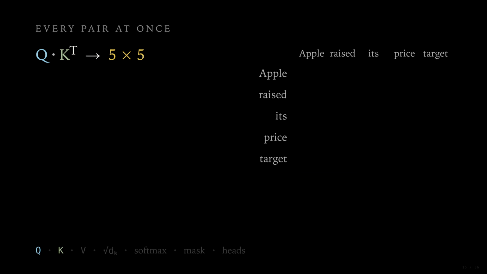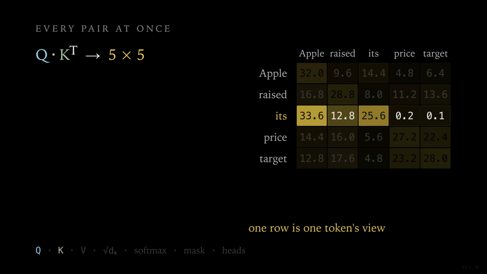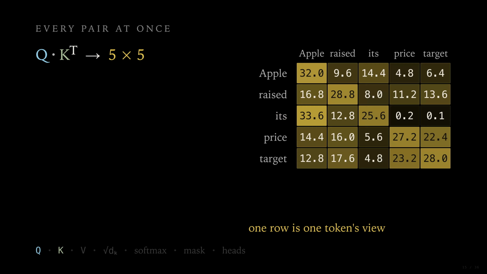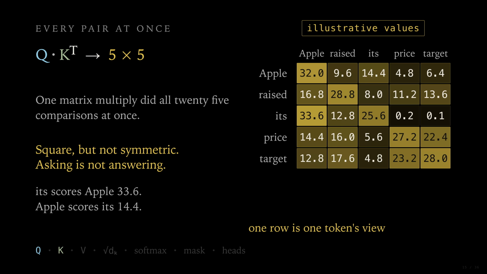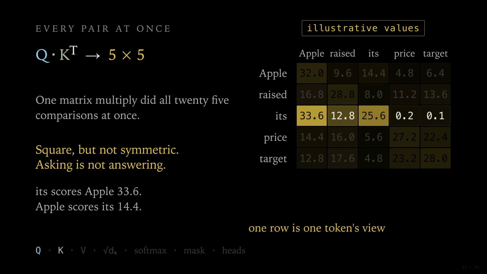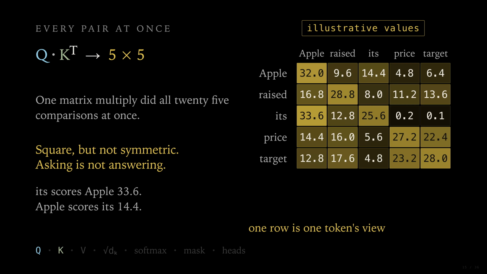Q times K transposed gives you a 5 by 5 matrix in which every single entry is one dot product, which means one matrix multiplication just performed all 25 comparisons, and that is precisely why this runs so well on a GPU. Look carefully at what came out, though, because it is square, but it is nowhere near symmetric. The word it scores Apple at 33.6, while Apple scores it at 14.4, since asking is not the same thing as answering. And the way to read it is one row at a time.